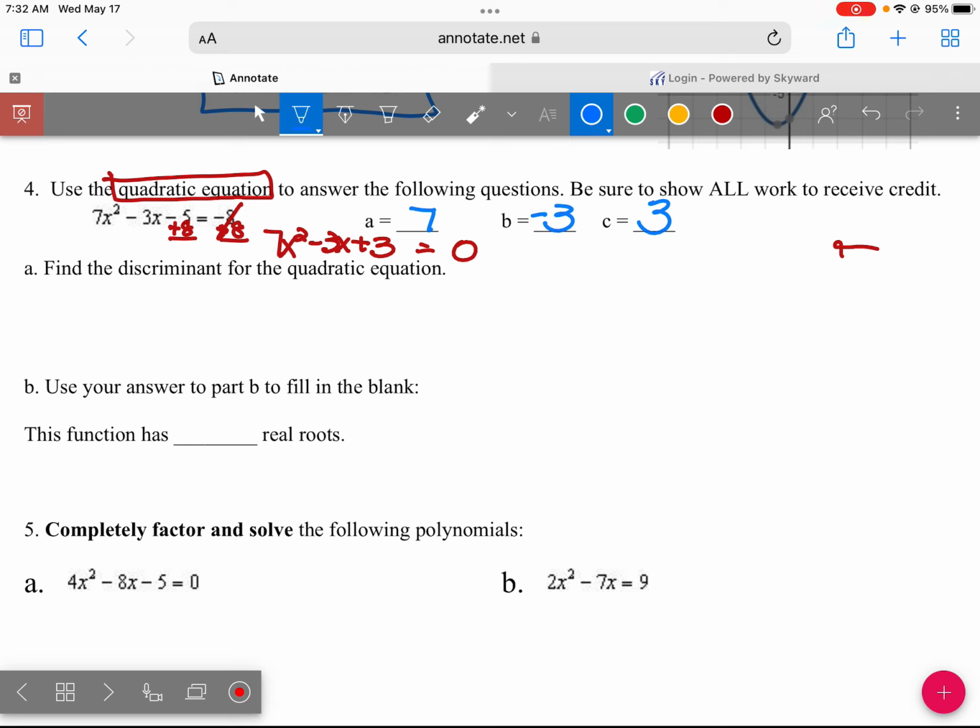That's when you can make sure you look for your A, B, and C. The discriminant, if you recall, is b squared minus 4ac. While I'm writing this, I want you guys to go ahead and figure that out. See if you can do that on your own. B squared minus 4ac.